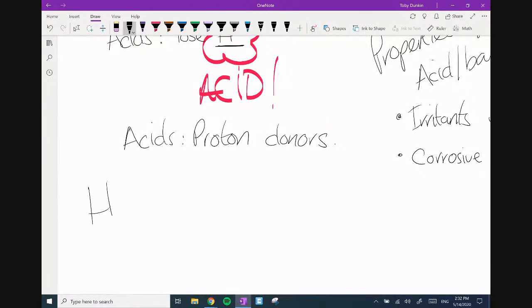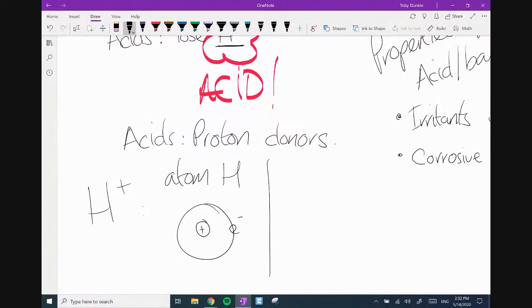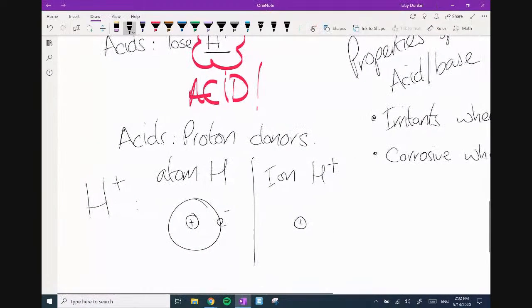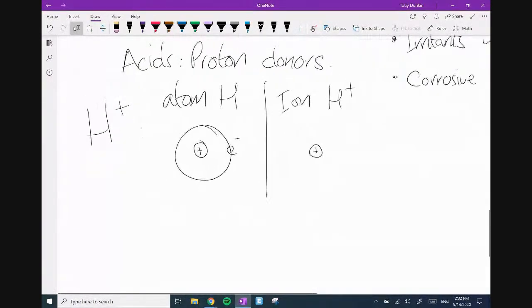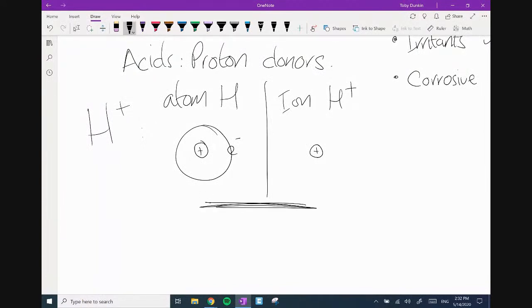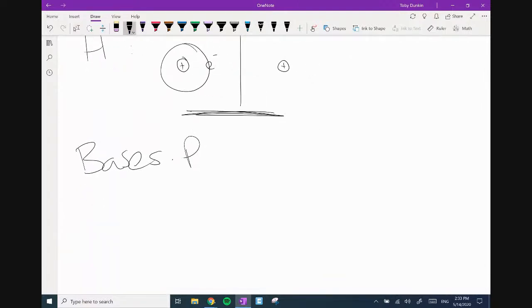H+ is simply a proton, because a hydrogen atom is a proton with an electron buzzing around it. If we make a hydrogen ion, it loses its electron and just becomes a proton. Bases are able to gain H+. Yes, that's correct. So acids are proton donors and bases are proton acceptors.